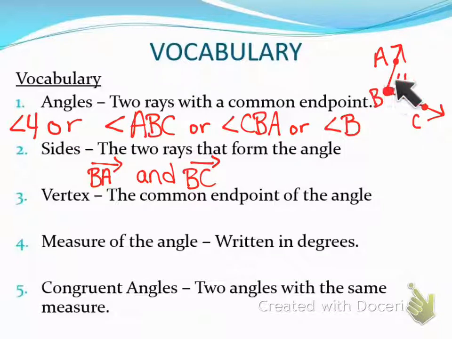We're still referring to the same diagram. The vertex is the common endpoint of the angle. So in this case, the vertex is point B. We name it just like we would name any other point, just that letter.